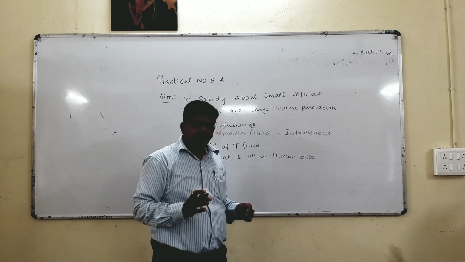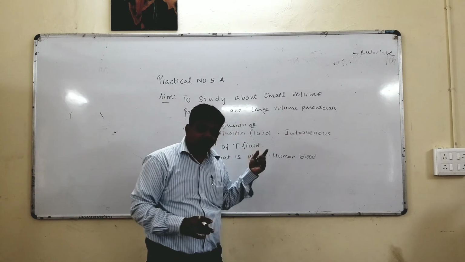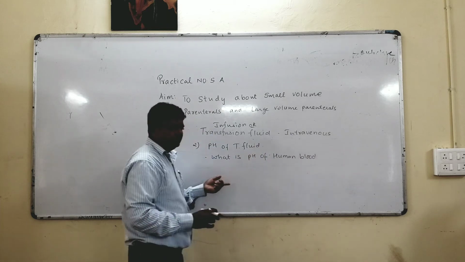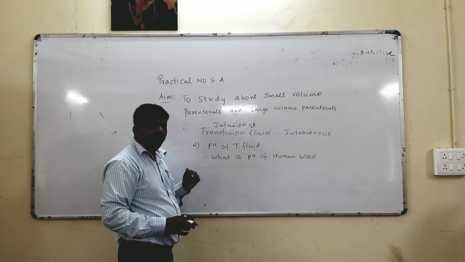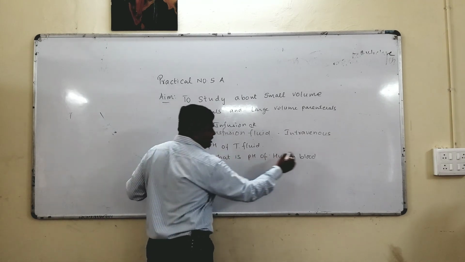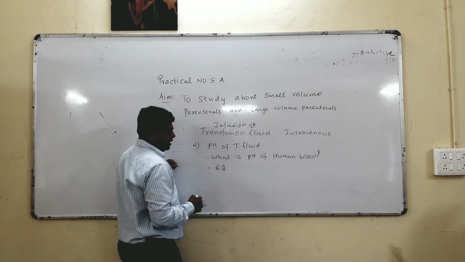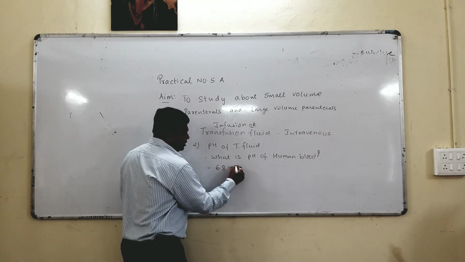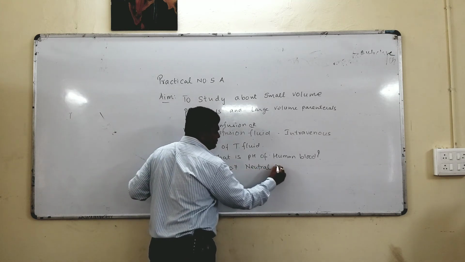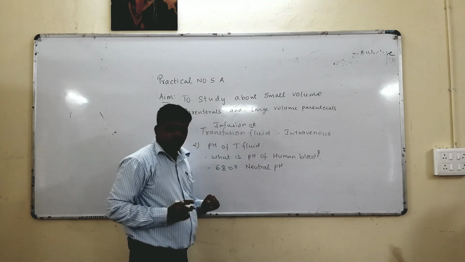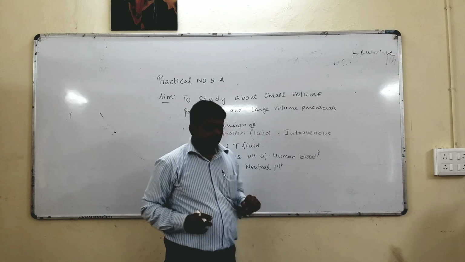Why are we talking about blood pH? The reason is that we are injecting the drug into a vein, directly into blood. That's why the pH of the human blood is affected. So what is the pH of human blood? It is approximately 6.8 to 7, what we call neutral pH. What do you mean by neutral? Neither acidic nor basic, right?